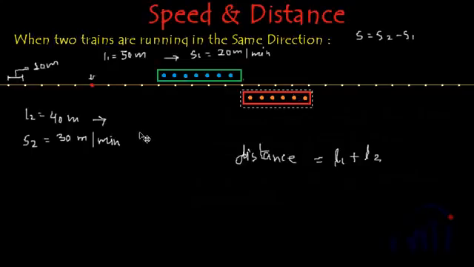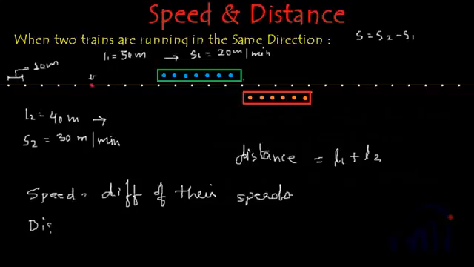So when two trains are running in the same direction and trying to cross each other, the speed at which they cross each other will be the difference of their speeds, and the distance the faster train has to travel in order to overtake another train completely will be equal to the sum of the lengths of both the trains, right? Now you have the speed at which this overtaking is taking place, and you also have the distance which the faster train has to travel in order to overtake another train completely.